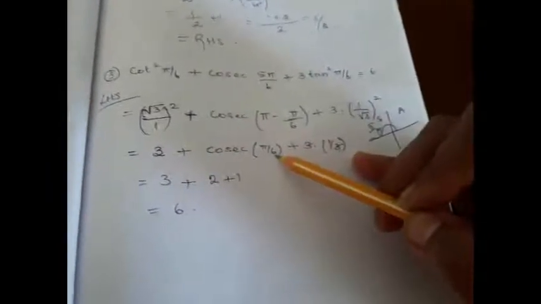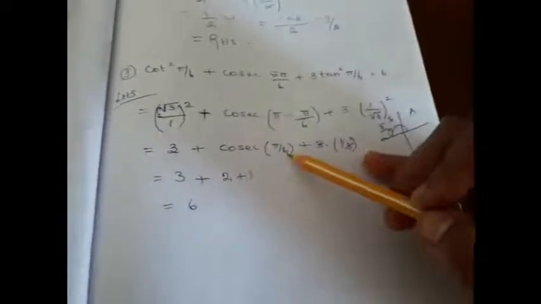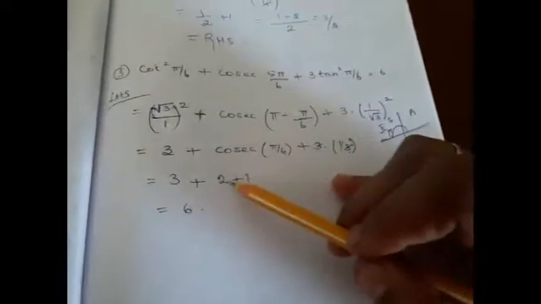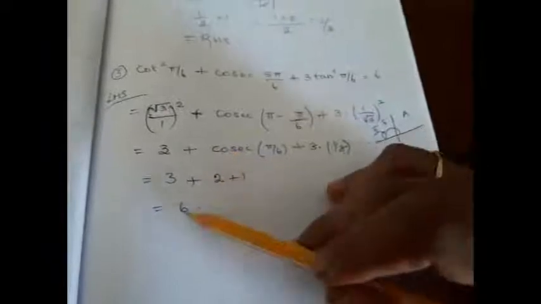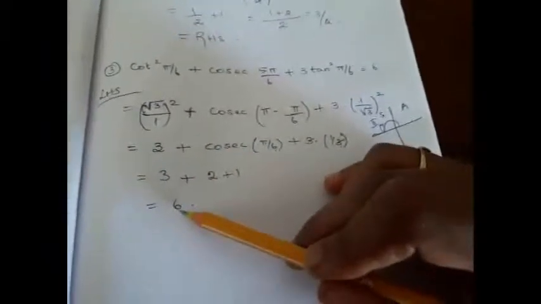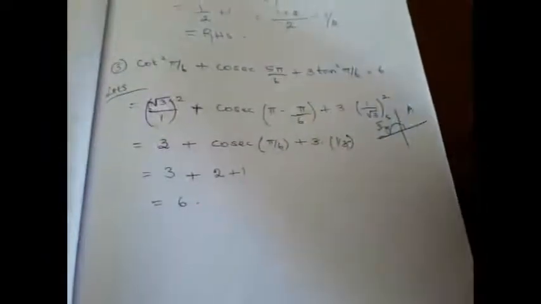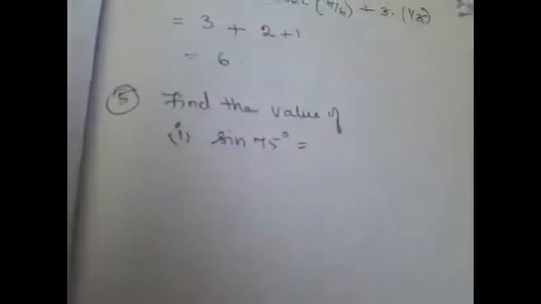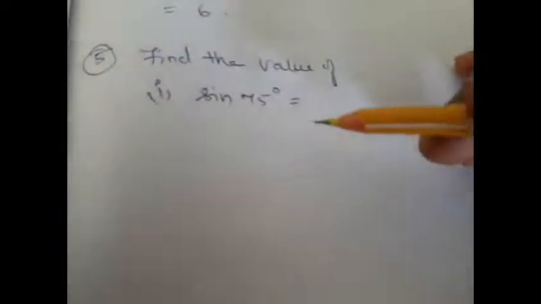Now what is cosec pi by 6, which is the reciprocal of sin pi by 6. What is pi by 6? 30. Sin 30 is 1 by 2. So cosec 30 will be 2 by 1. So if you add all these values, we got 6 as our answer. So we proved.